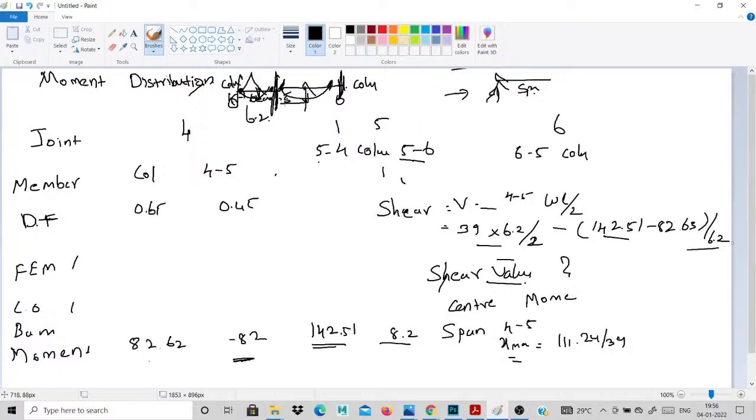Okay, this distance is h2. This distance is a x. This is the point of contraflexion. I will calculate my distance. Then finally you calculate the moment for your center portion. Okay, this is the main procedure to calculate your shear moment and center moment also.